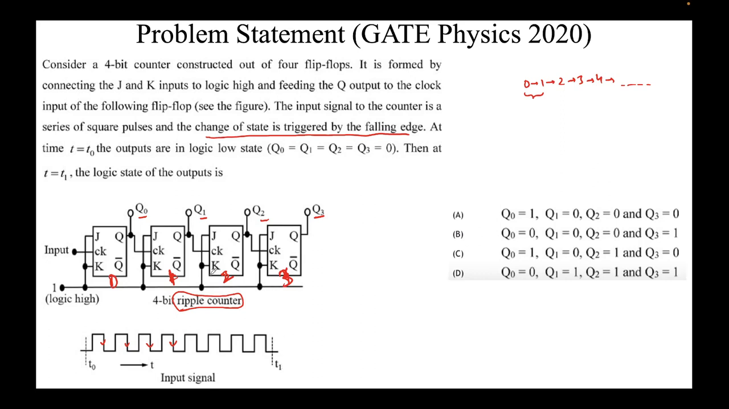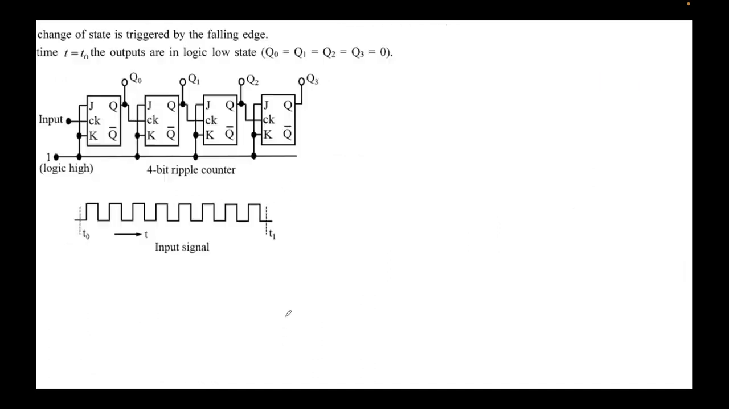I'll again summarize. This is the circuit of a ripple counter in which 4 JK flip-flops are used. The circuit is arranged in such a way that all the inputs J and K are set to 1. You see this, set to 1, logic high. This means every flip-flop will toggle at the falling edge. Why? Because the question says so. So whenever a falling edge comes, the output of the JK flip-flop will toggle. Okay, and we are required to find the output at some time T1. So we'll go ahead and do that.